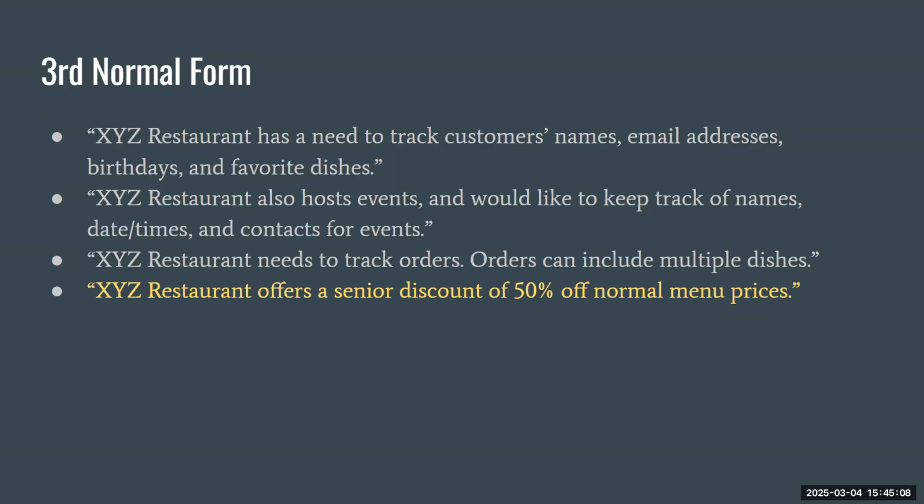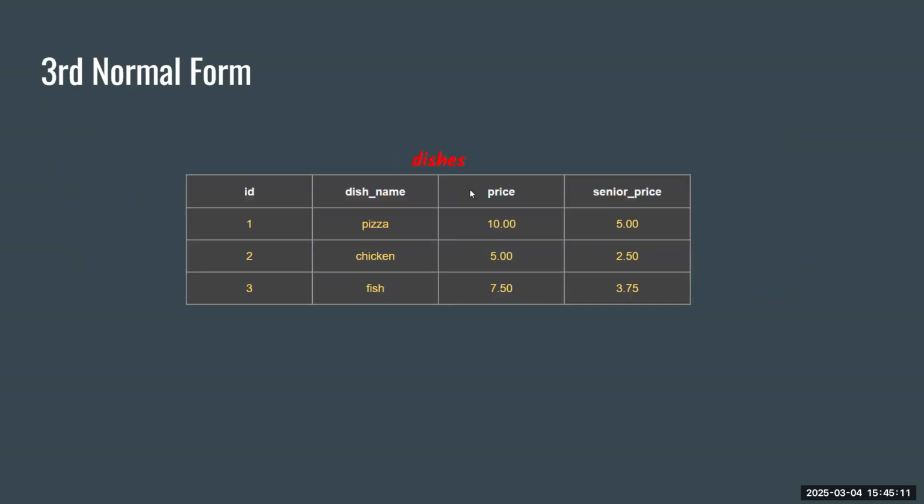So we could add another column to our dishes table, a new senior price column, or field, rather. Using spreadsheet terminology when explaining relational databases. Shame on me. However, what if inflation happens and we need to raise the price of pizza to $13 instead of 10? Now we have to update two columns in the database. And that is a third normal form no-no.